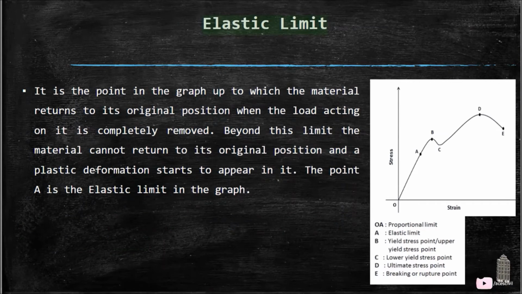Elastic limit. It is the point in the graph up to which the material returns to its original position when the load acting on it is completely removed. Beyond this limit the material cannot return to its original position and a plastic deformation starts to appear in it. The point A is the elastic limit in the graph.